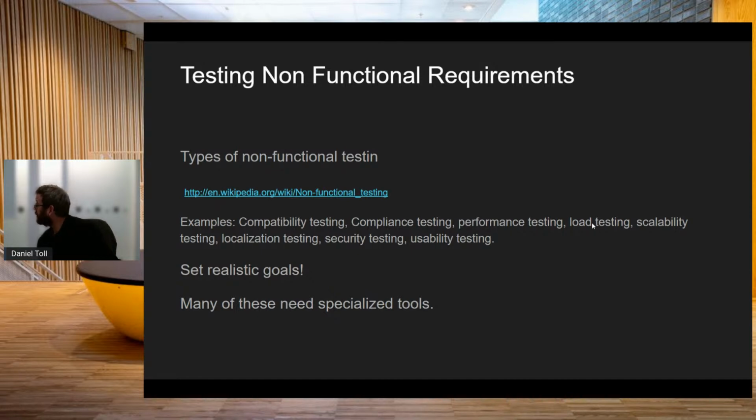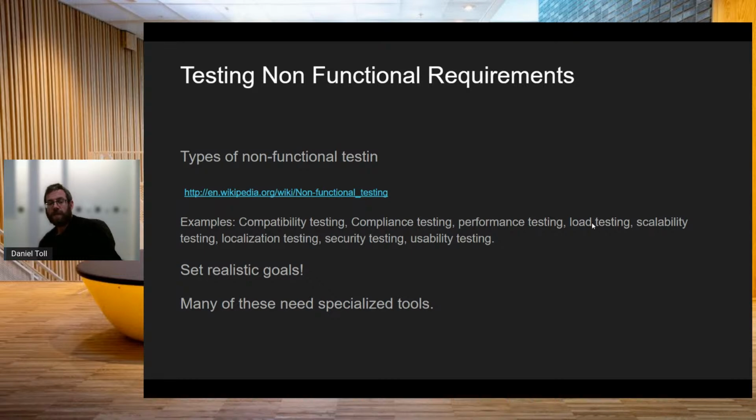So non-functional requirements could be like the system is responsive, or it's user-friendly and stuff like that. And you've probably heard that every requirement that you write should be testable. And every non-functional requirement usually needs some specific type of testing technique.